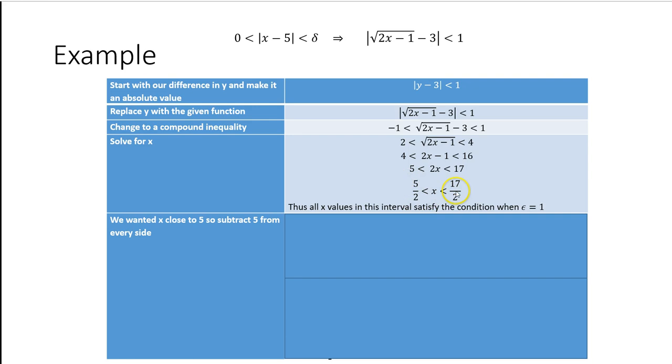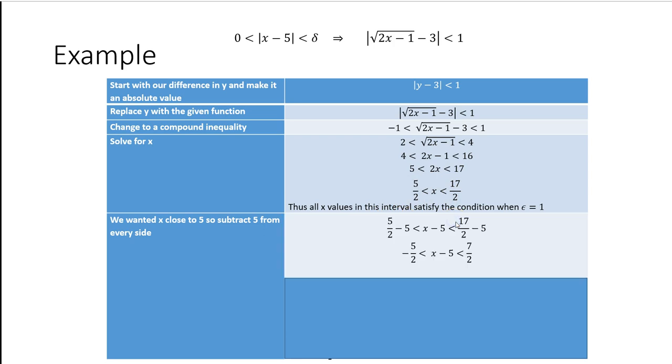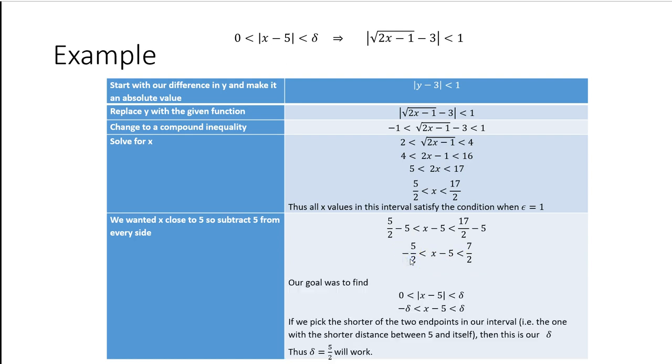And I haven't mentioned this yet, but we should be able to realize that we're on the right track at this point because the c has to fall between a and b. And if you remember, c was 5, so 5 falls between 2.5 and 8.5. So this is working here. And again, once I get my open interval, I subtract my c from everything. So we get negative 5 halves less than x minus 5 less than 7 halves. Again, we look at the absolute value of these two, and the smaller of the two is 5 halves. So this is your delta. Delta is 5 halves.